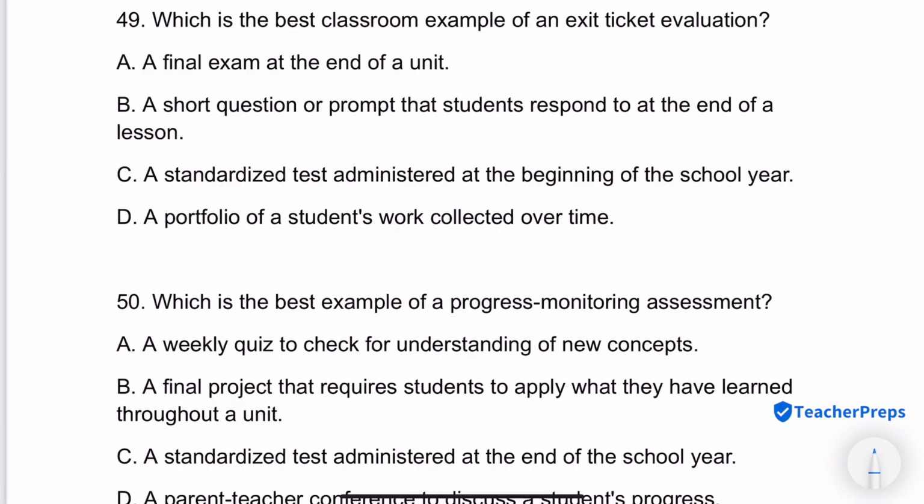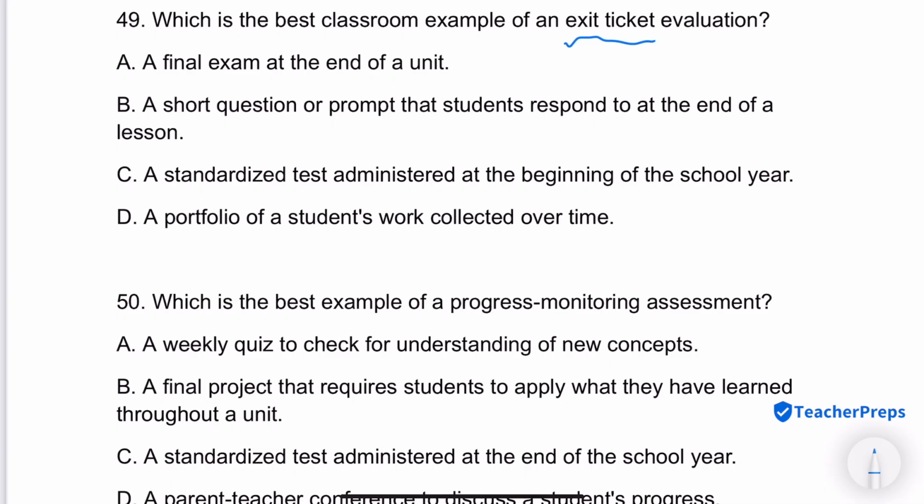Moving on to question number 49, which is the best classroom example of an exit ticket evaluation? I really like using exit tickets. I think they're a fun and great way to get feedback at the end of a lesson. So an exit ticket, to recall, is exactly what it sounds like. It's a ticket that a student needs to complete or hand in order to exit the lesson or the class.